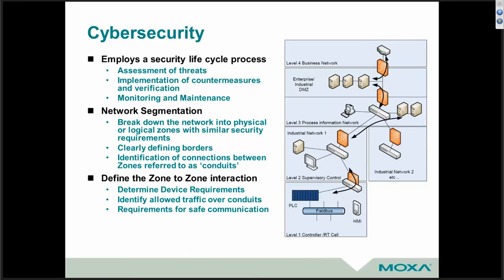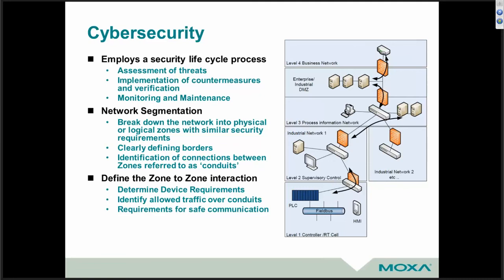You also need to identify the requirements for safe communication between zones. What I mean by that is, devices at level 1 in our controller RT cell should be able to access devices in level 2 directly, but not level 3. Likewise, devices in level 3, our process information network, should be able to get to level 2, but not reach all the way down to level 1.